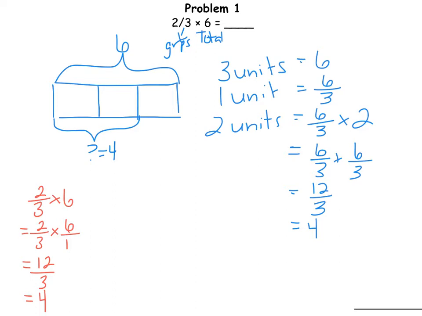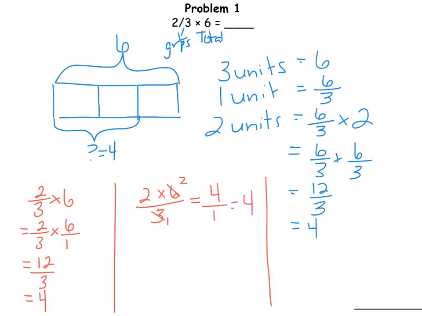So here's another way we can solve it. We have 2 times 6/3 equals, well, I can simplify before I get to my final answer. I know that 3 can go into 6 2 times, so that would make the 3 1. So 2 times 2 is 4/1, which is equal to 4.